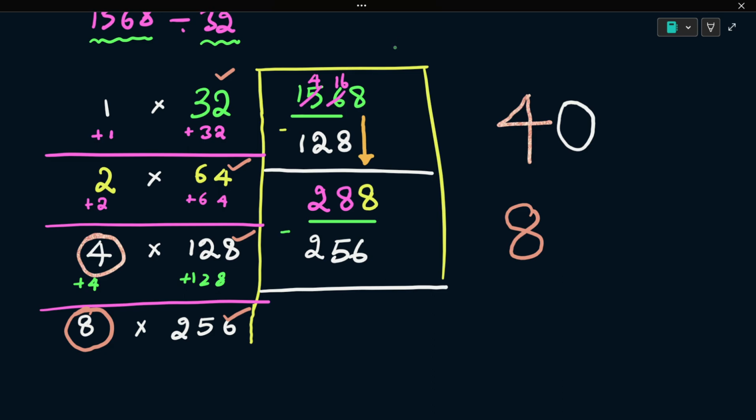So now let me subtract. What is 288 minus 256? 8 minus 6 is 2. 8 minus 5 is 3. And 2 minus 2 is 0. You are getting 32, right? 32 as the answer. You are getting 32 as the answer.